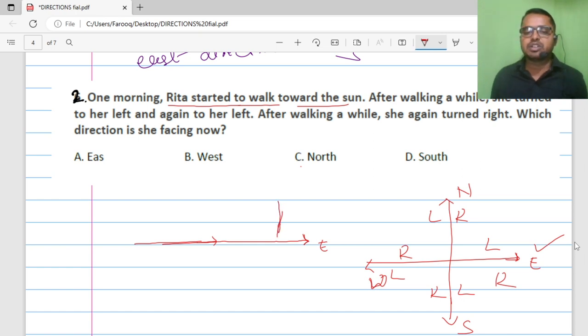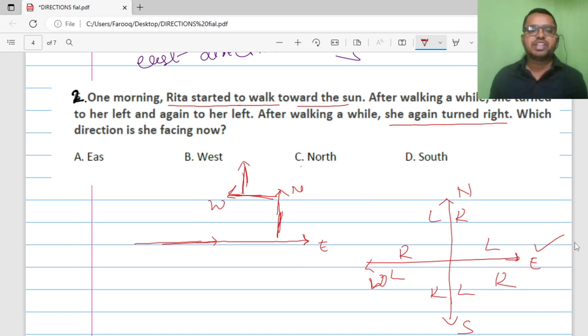She turns left and moves in this direction. Left turn means this is the north direction. Again she takes the left turn. After walking a while, she again turns right. The right turn from the east means the upper side. This is the west direction. From west, right means the upper side we can say.